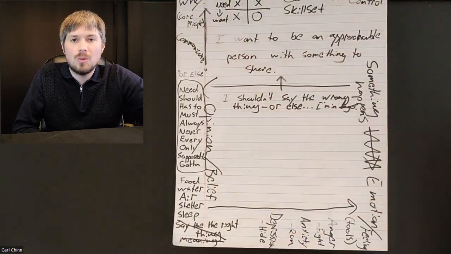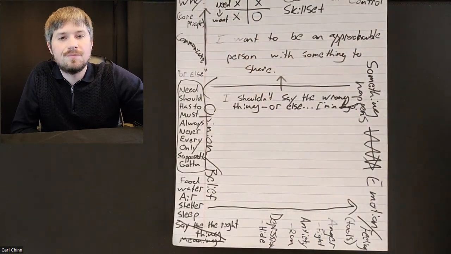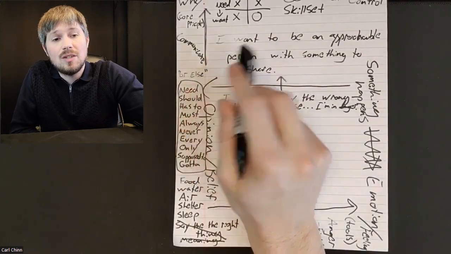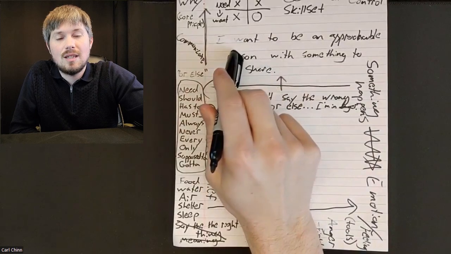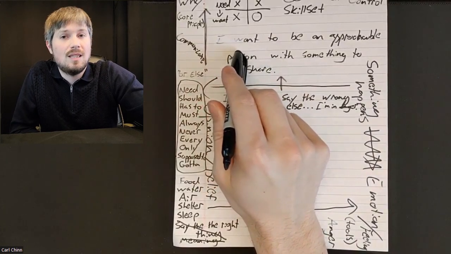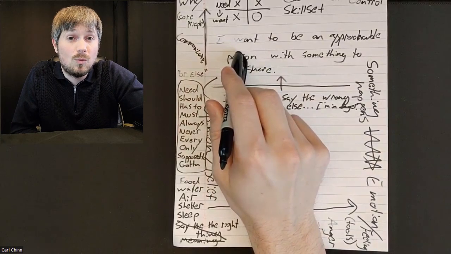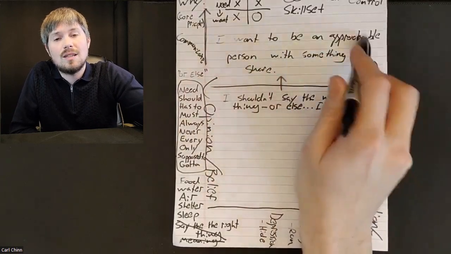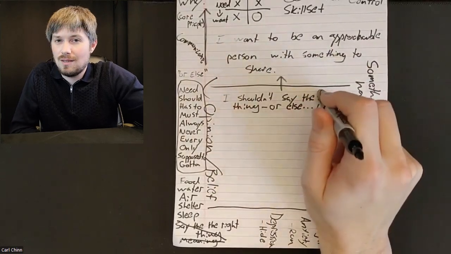I want to be an approachable person with something to share. We're addressing our desire to communicate. It's a do want. It's not saying, I don't want to be somebody who has nothing to share. It's saying, I do want to be someone with something to share. It's in general. This can apply to many circumstances.